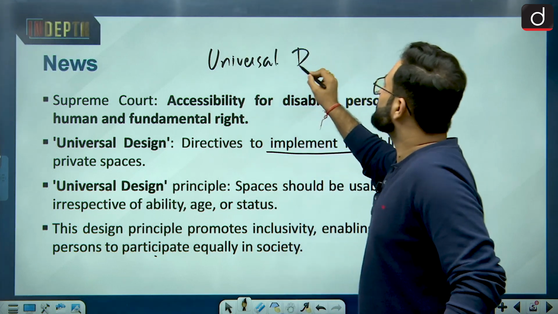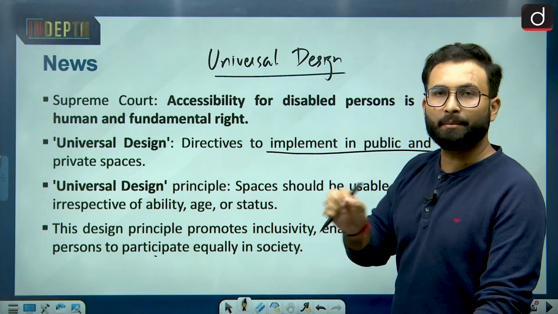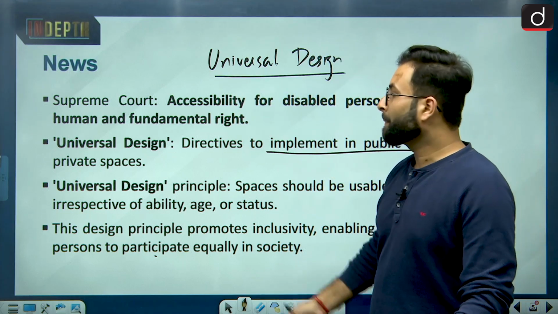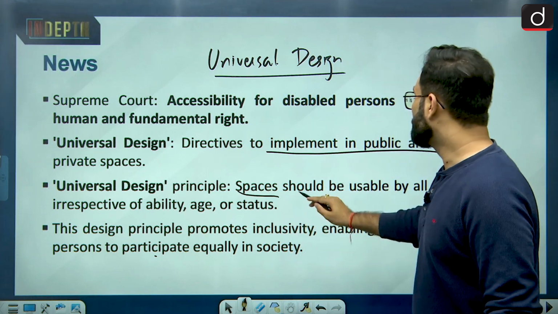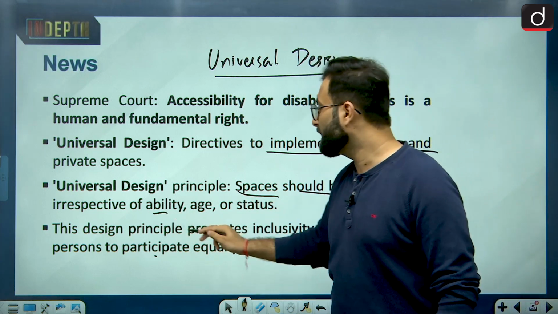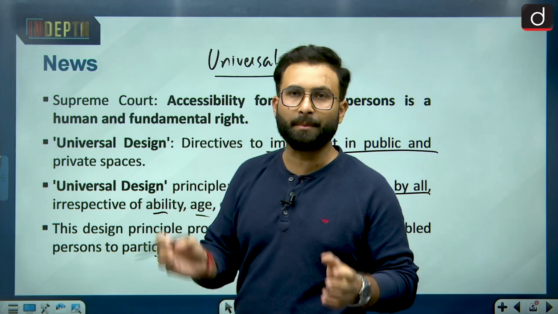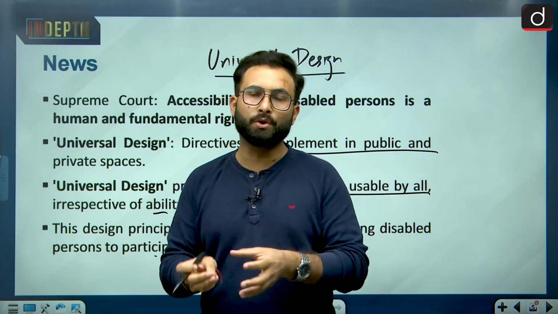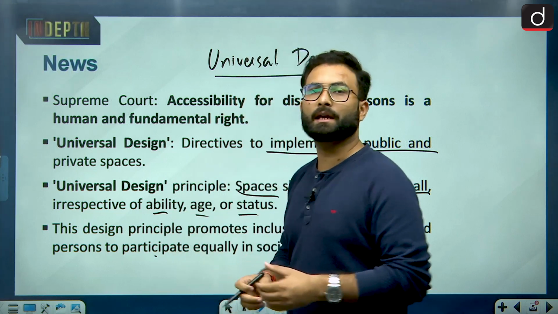Universal design means that there should be a design which is followed everywhere in the public as well as private sectors. This principle says that the spaces should be usable by all irrespective of any kind of ability, age or status. Every person in that particular premises should be able to use the amenities or the facilities over there without any kind of difficulty.